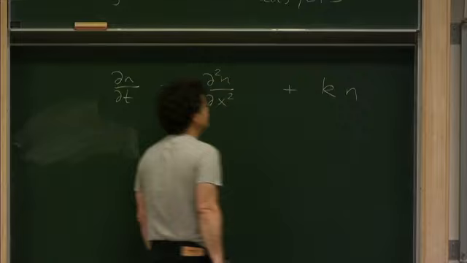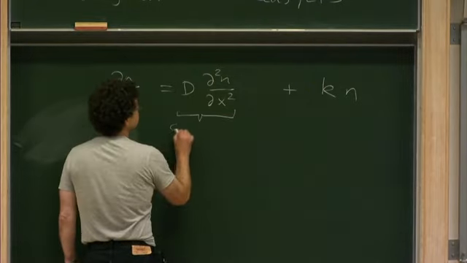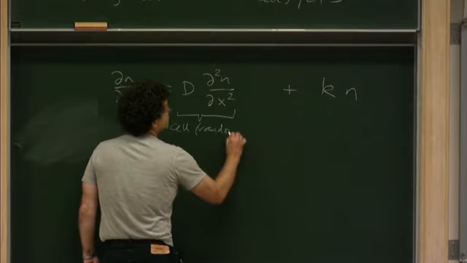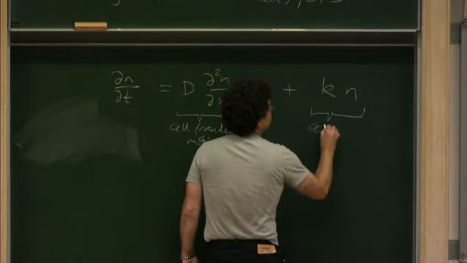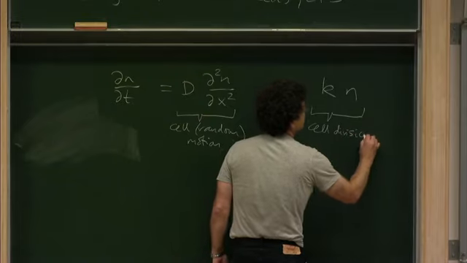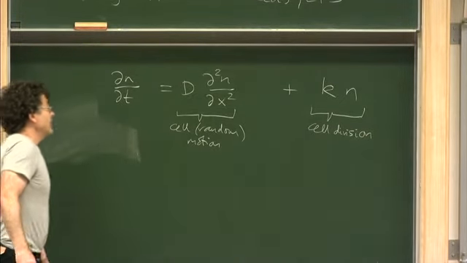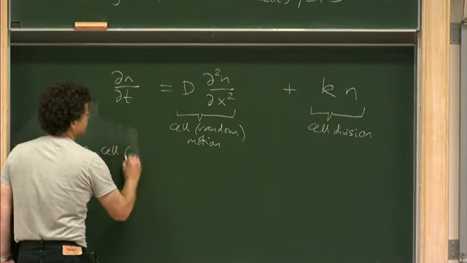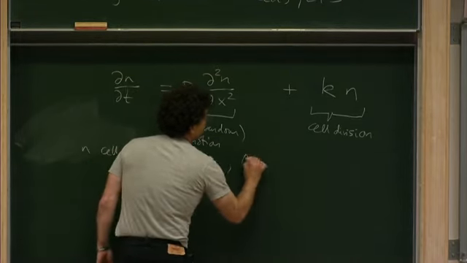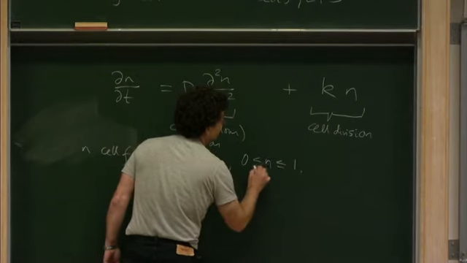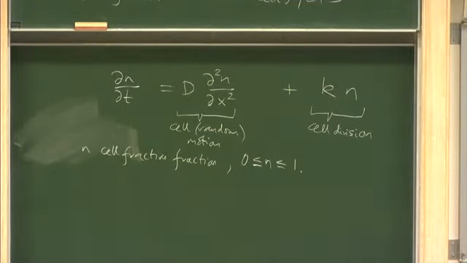So what might a model for tissue growth look like? Well, the very simplest candidate would be that one. This is the cell motility term, so that's cell random motion, diffusion of cells, and this is cell division. I'm going to think only about the simplest case where the division rate k is a constant, so all cells present are dividing. I need to define what n is. n is going to be the cell volume fraction, which means it's going to have to lie between 0 and 1. So 1 is when the particular point is fully occupied by cells, and 0 is where none of it is.